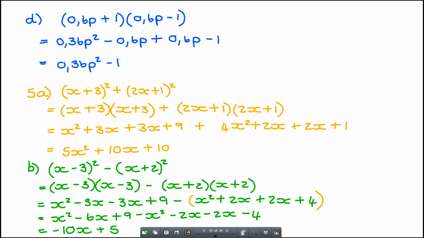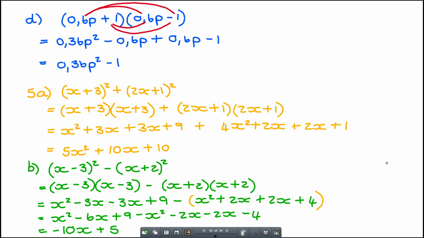Right, D. We do FOIL. So if I multiply the first two, I get 0.36p squared. Outer terms means I multiply 0.6p times minus 1. That gave me minus 0.6p. Then multiply the inner terms and the last terms.